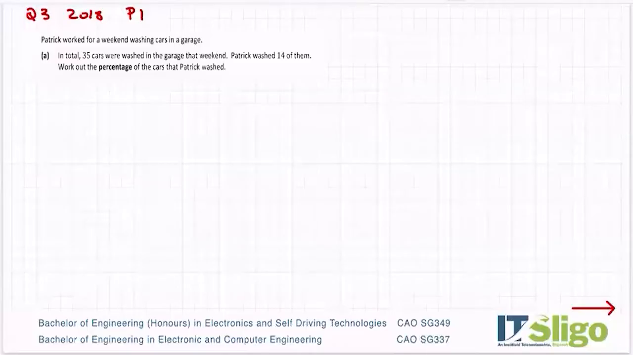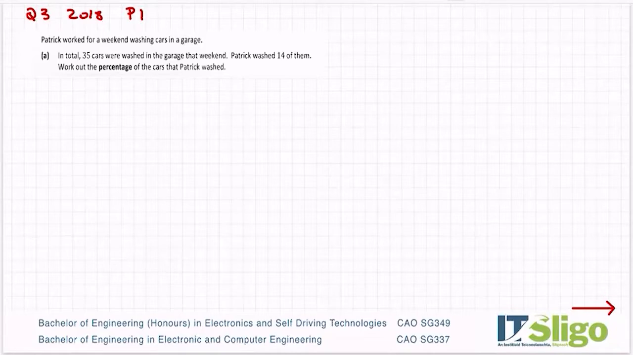Okay, so question 3 from 2018, again on arithmetic, it's more of a percentages question. Patrick worked for a weekend washing cars in a garage. In total, 35 cars were washed in the garage that weekend. Patrick washed 14 of them. Work out the percentage of the cars that Patrick washed.